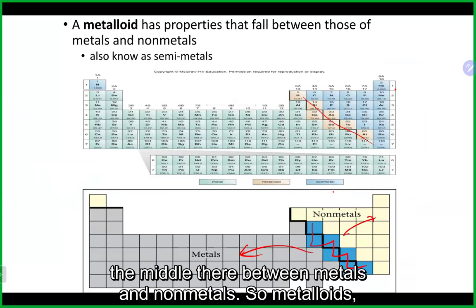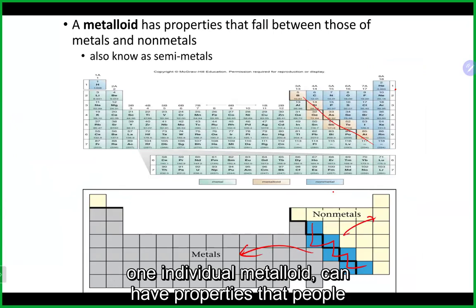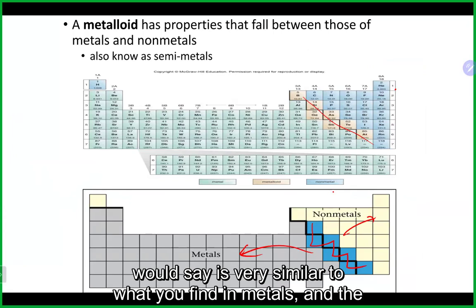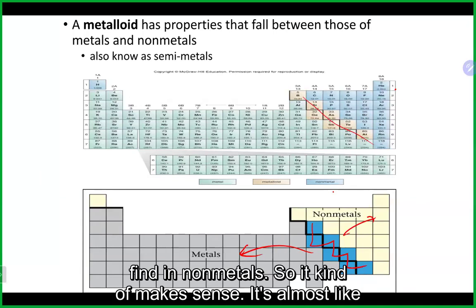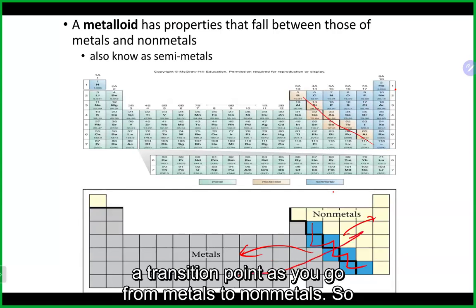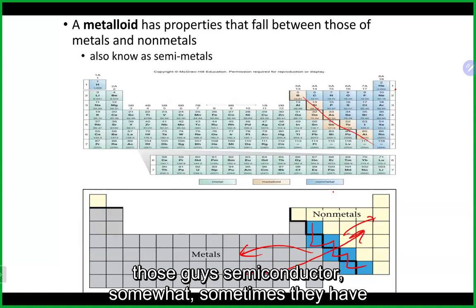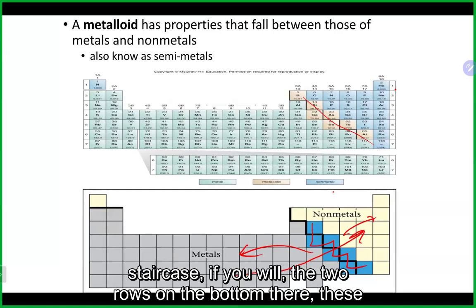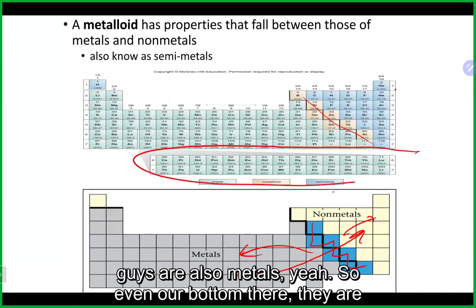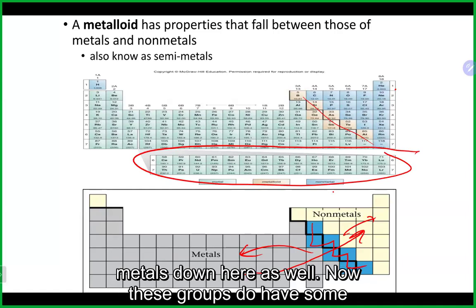So one individual metalloid can have properties that people would say are very similar to what you find in metals, and the same one could have properties that are similar to what you find in non-metals. So it kind of makes sense. It's almost like a transition point as you go from metals to non-metals. So those guys, semiconductors, sometimes have those properties kind of fall on both sides of the staircase, if you will. The 2 rows on the bottom there, these guys are also metals. Even though they're on the bottom there, they are metals down here as well.